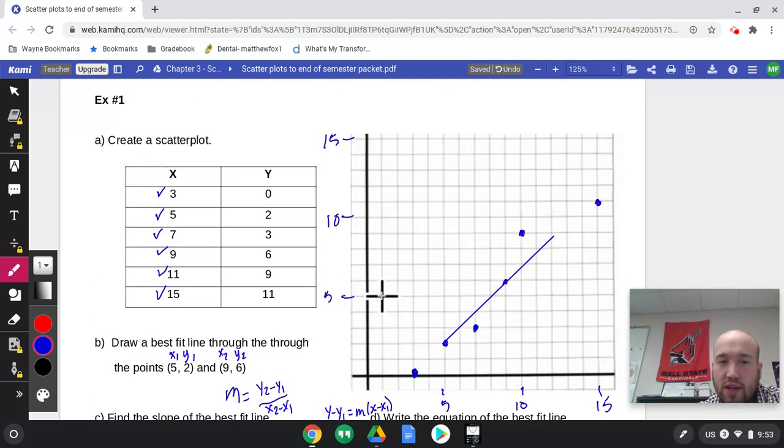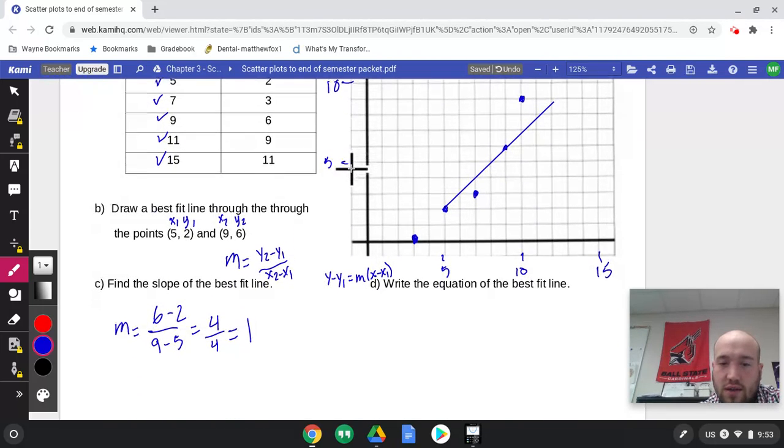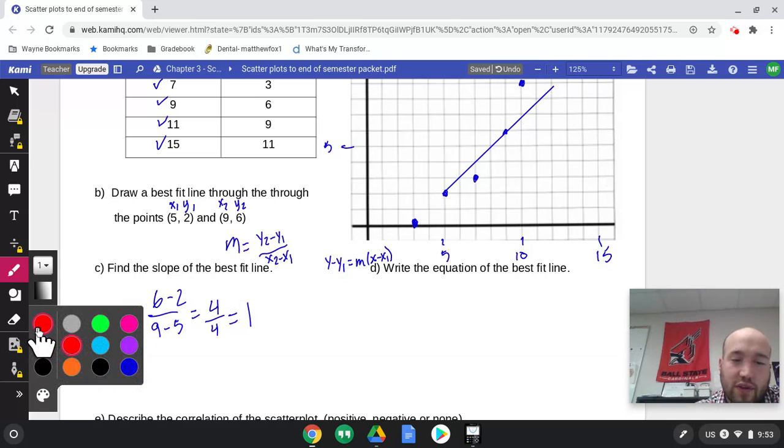So up here we had slope-intercept form, and here this is going to be our point-slope form. And we have 1 point and 1 slope. Now we know the slope is 1, so we're going to fill that in for the m.